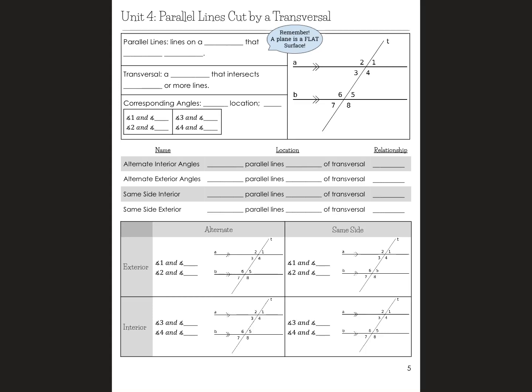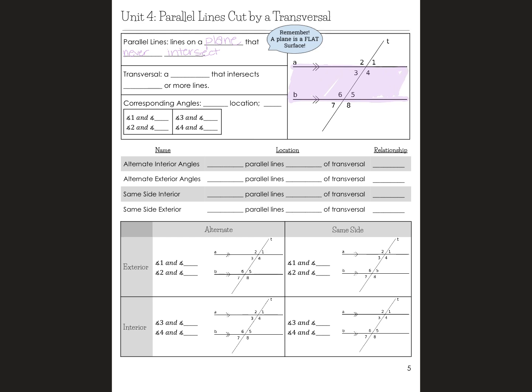In this video, I'm going to be completing the parallel lines cut by a transversal notes. Parallel lines are lines that are on a plane, and these lines will never intersect. As a quick review, a plane is a flat surface. All right, so I'm going to start by highlighting my two parallel lines, and I'm also going to shade between these lines. The reason for that we will see in just a moment.